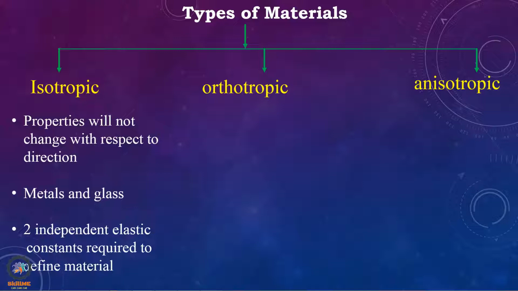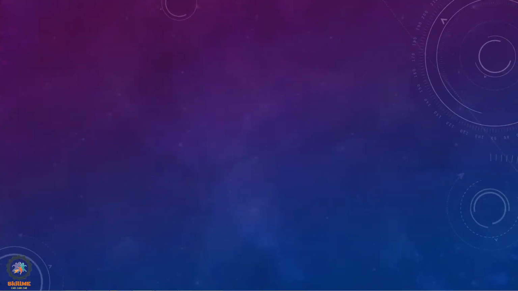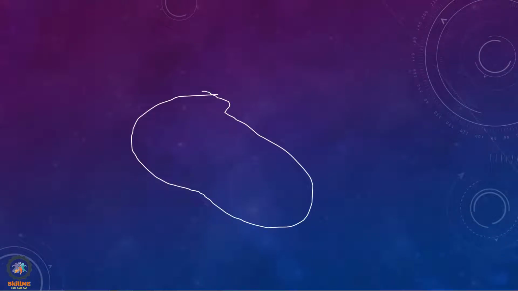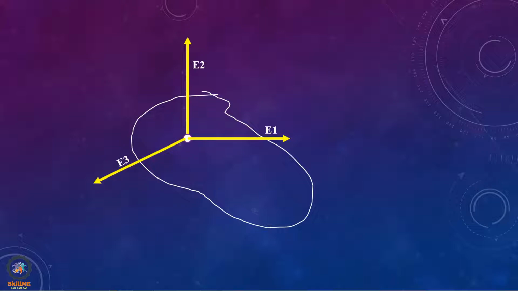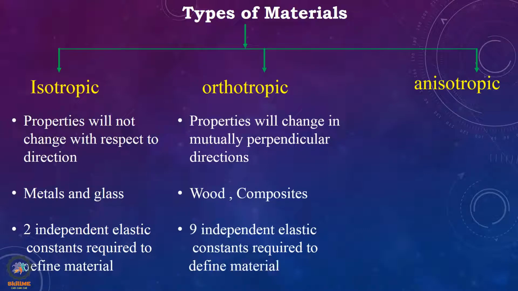Next, we will look into the orthotropic material. Here, one important point you should remember: the orthotropic materials are a subset of anisotropic materials. In case of orthotropic material, properties will change with respect to mutually perpendicular directions. So for example, let us consider any material. Inside that, if I consider any point, then properties at this point are going to change with respect to mutually perpendicular directions. As you can see, here Young's modulus is changing with respect to the direction. Common examples of orthotropic materials are woods and composites. In order to completely define the orthotropic material in any FEA software, we will require 9 independent elastic constants.